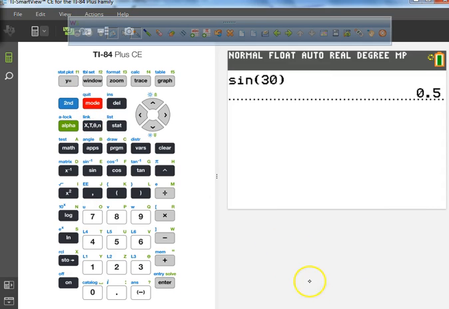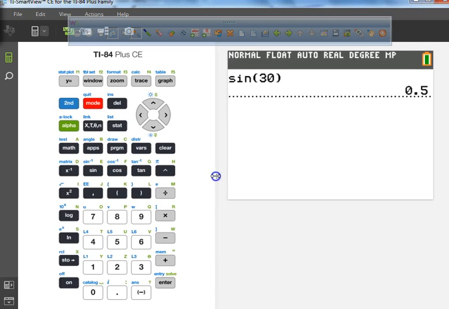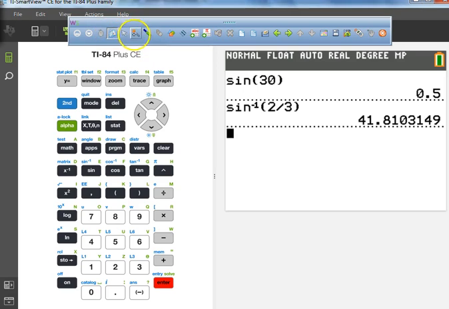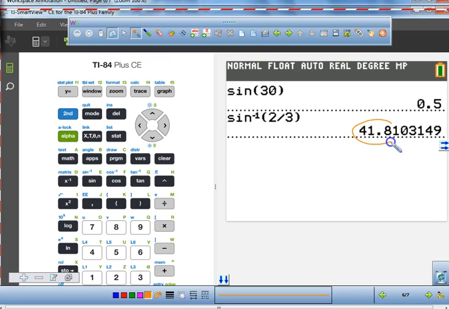then hit second mode. And can you guys see right here? I'm going to zoom in as much as I can. You see sine to the -1 right there? You hit second sine, and you type in 2 divided by 3. And when you press enter, that gives you the measure of your angle.